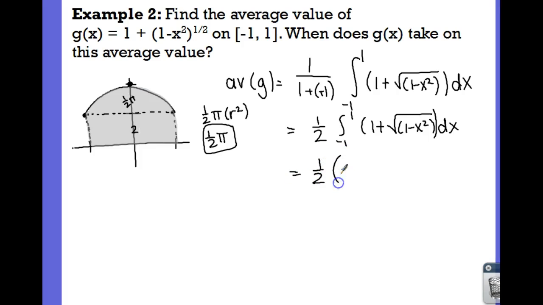So you have half, then 2 plus half of pi. So half of 2 gives you 1. Half times a half gives you a 4. Or you could write it as 1. You're fine. So then the next question becomes, we're going to get there. I don't have a rule for it yet. The next question is, when does g of x take on this average value?